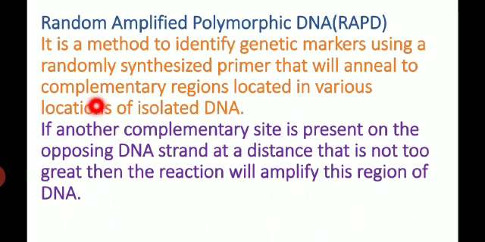The third one, molecular marker RAPD. RAPD means random amplified polymorphic DNA. This method identifies genetic markers using a randomly synthesized primer that will anneal to complementary regions located in various locations of isolated DNA.